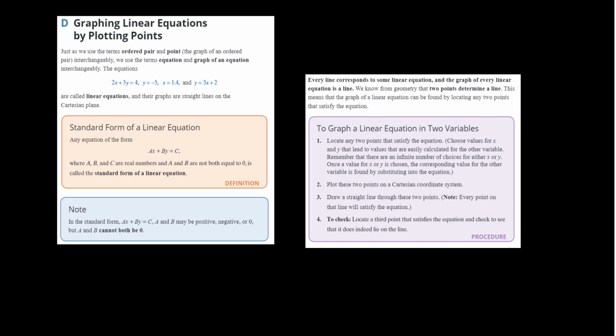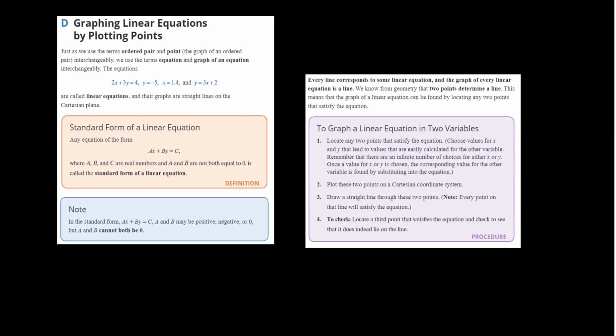Okay? So the standard form of a linear equation is ax plus by equals c. Some a connected to an x, some b connected to a y, and then we have just a c, which is just any value. Okay, and it could also be 0 as well, right? As long as they are real numbers.